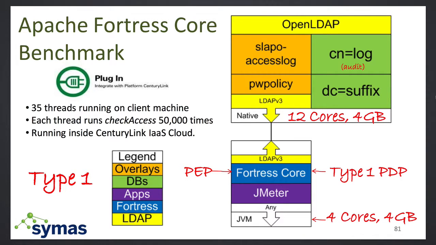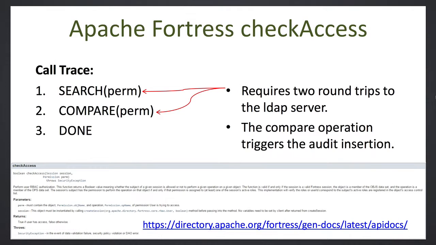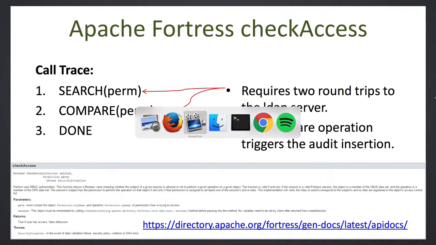So what's going on with check access with the type 1 policy decision point with Apache Fortress? For each invocation of check access, it's actually going to hit the server twice. The first time it's going to do a search and pull back the permission and decide whether the user can do it or not. Then the second time, it's going to do this funny compare business to trigger an audit. So to do the full thing, the check access and the audit, it's going to require 2 round trips to the server. We're going to go ahead and see how it does.